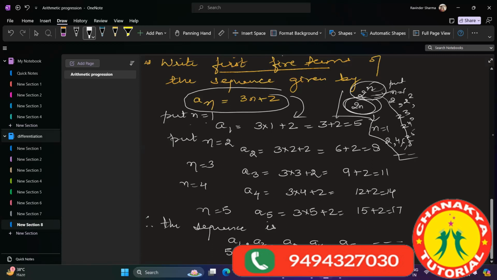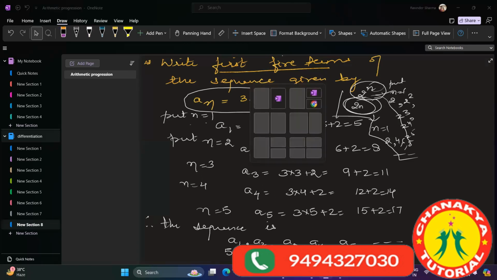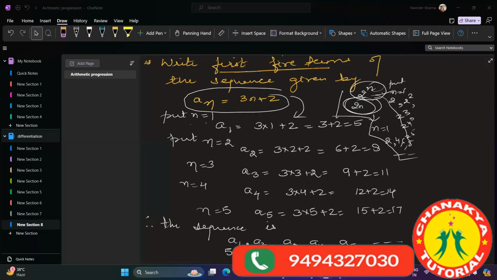So children, first of all, tell me, have you understood this? How you will write the first 5 terms of the sequence given any nth term, right? Siddharth, Aryan, Abhinav, Moksha, Meher. Yes, ma'am. Understood. Okay, beta. Please note this.